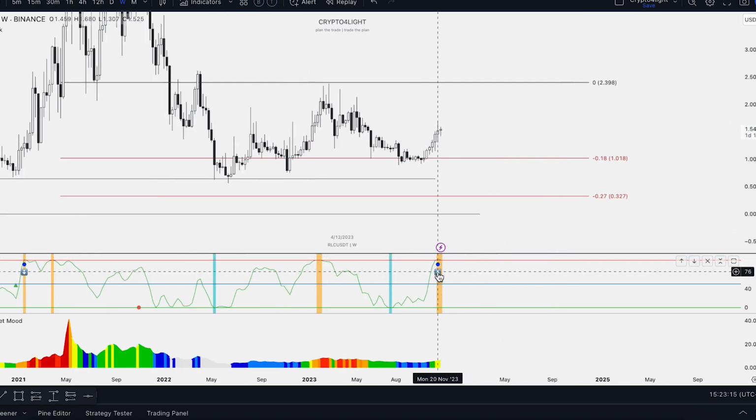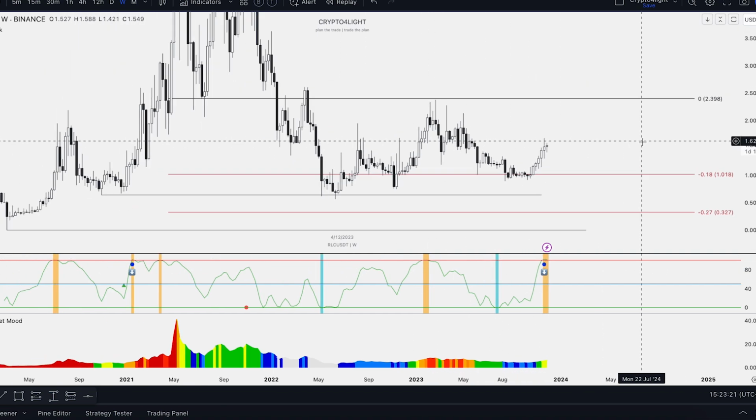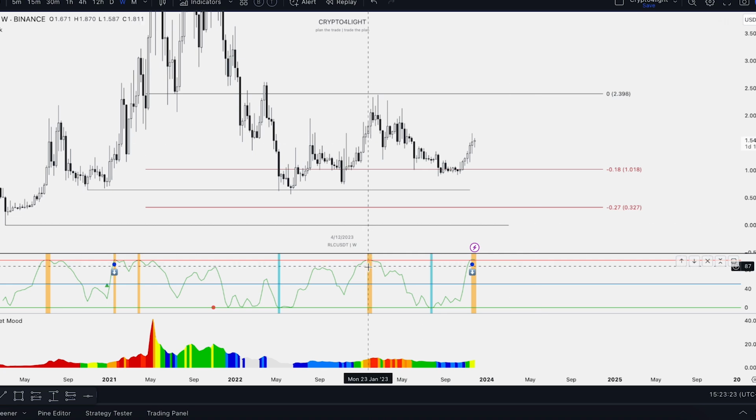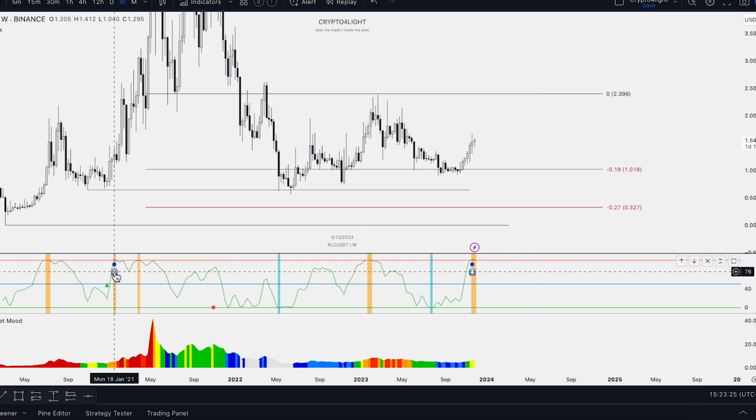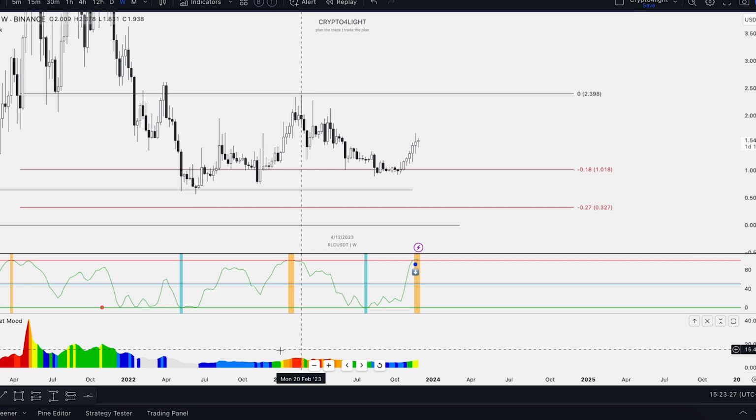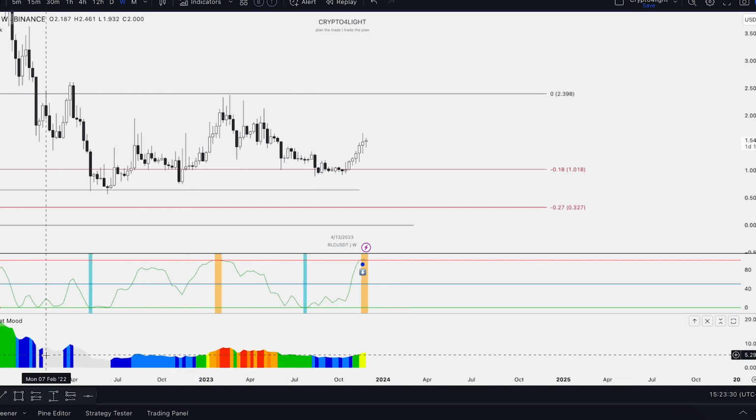Now we got a signal that some whales closed some part of their position. It doesn't mean they closed 100%, but look, it was here, it was here, it was here. And based on the money market mood, this was a time where the whales accumulate mostly, based on ADZ or even on a market mood.